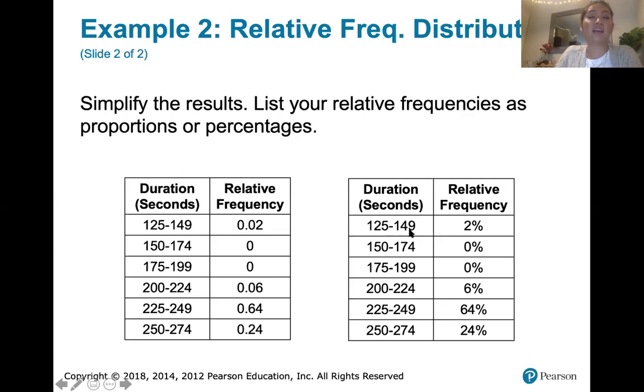We had one data value in this 125 to 149 second range, but that was 2% because we had 50 data values total. But 64% of our eruption times were between 225 and 249 seconds. So that tells us something about a typical eruption time for Old Faithful. And we have this very low one, that one eruption time between 125 and 149. That might not be as representative of what Old Faithful typically does, although obviously it can happen sometimes because it happened at least once.